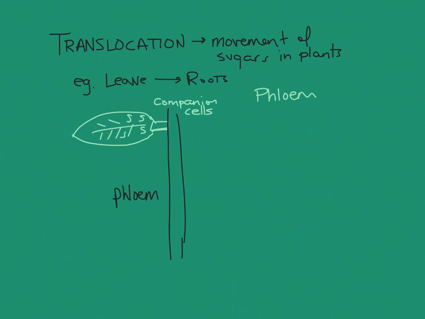So what happens with the sugars, I'm going to make these sugars S. The sugars get pumped out into the companion cells where the concentration starts to build, and then it moves into the phloem. So now you've got the sugars there. Next door to the phloem, you have the xylem tissue, and in the xylem tissue, you've got your water molecules being pulled up. The water is coming up the xylem.